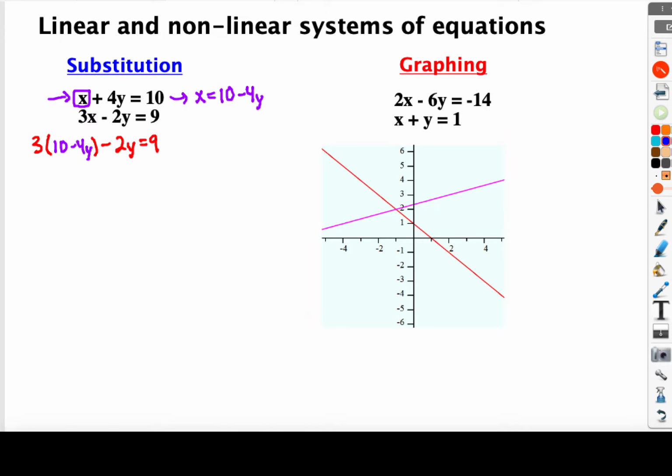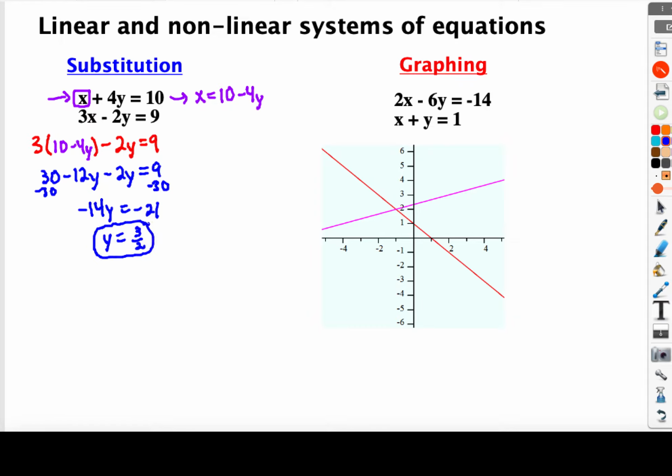I'm going to distribute my 3. So this becomes 30 minus 12y, still minus 2y, and still equal to 9. I'm going to combine a couple like terms there. So again, I've got negative 14y. And while I'm at it, let's subtract our 30 over the other side. So that's going to become a negative 21. Dividing by negative 14, I'm going to get a positive 3/2, or 1.5.